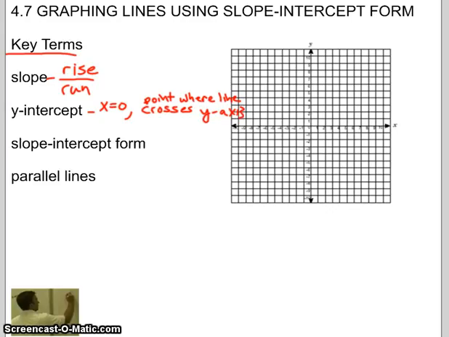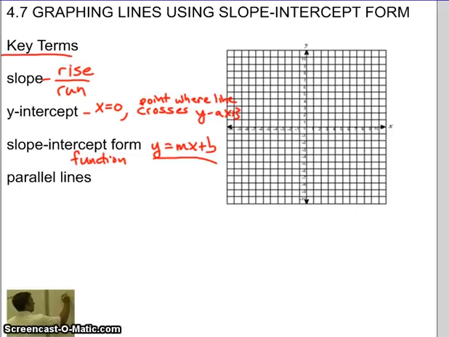Slope-intercept form is function form. It is written y equals mx plus b. We'll talk about what m and b represent later.